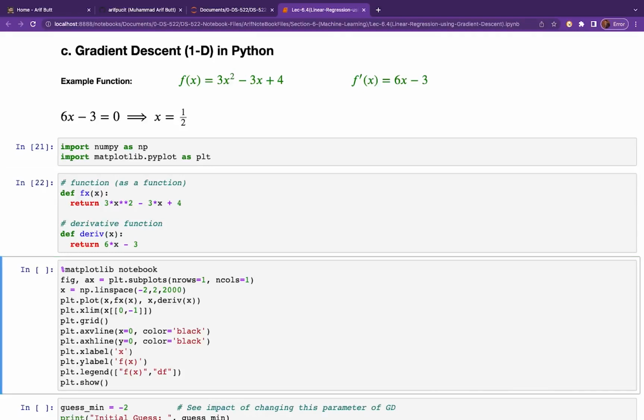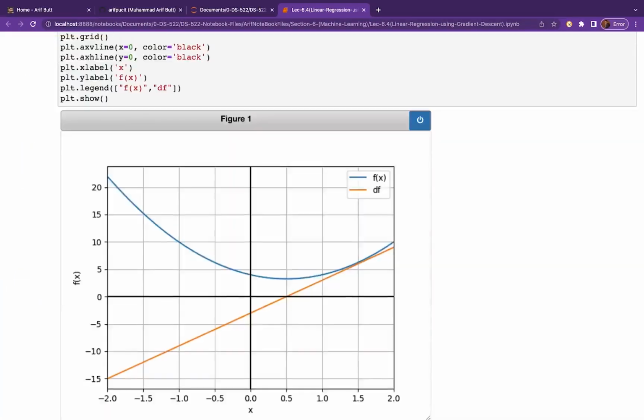I'm hard coding it and not using the first principle. Now, the code of this cell is actually plotting the function and its derivative using the plot method of the pyplot module. I am using 2000 values of x from -2 to +2. Let me execute the code of this cell. Great.